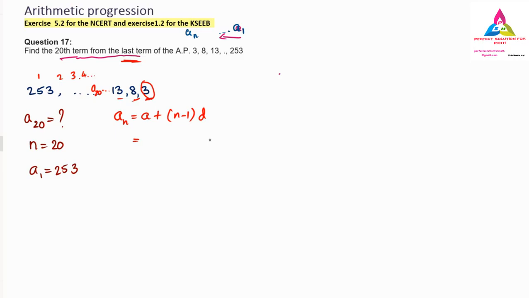Remember this. So what is the a value over here? The a value is nothing but 253, plus the n value. The n value over here is 20, since they have asked for the 20th term. So 20 minus 1 into d. Now, very important, we need d. What is d? Because we don't know a2, we can't take a2 minus a1, but we have 13 and 8, and 8 and 3, which are also consecutive numbers one after the other. So we can take those two numbers.